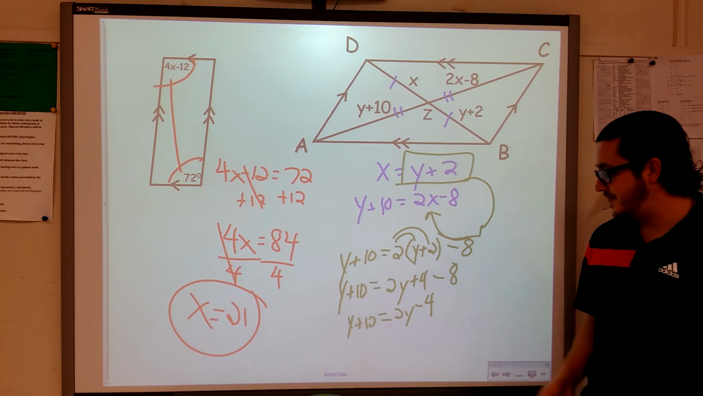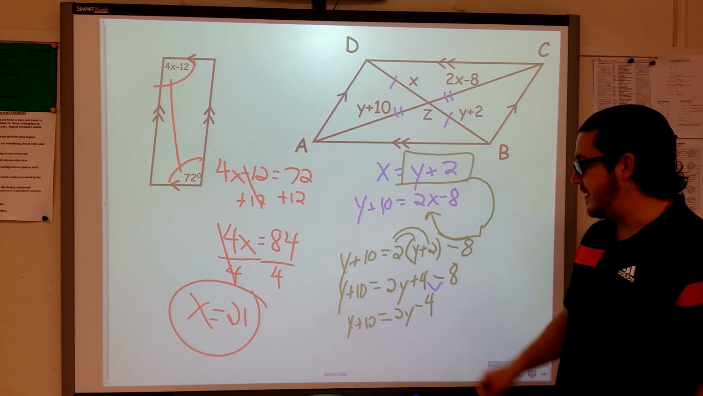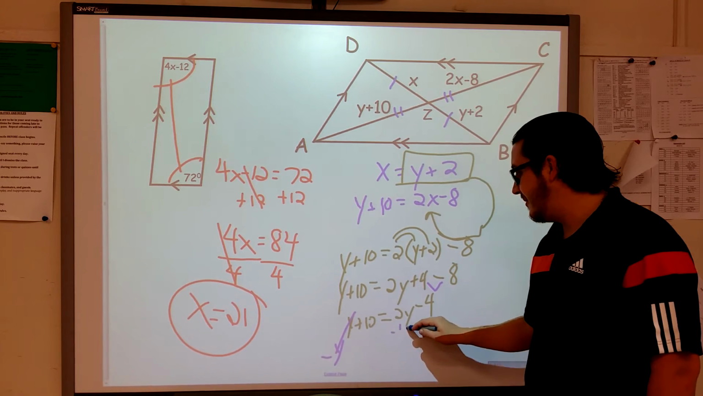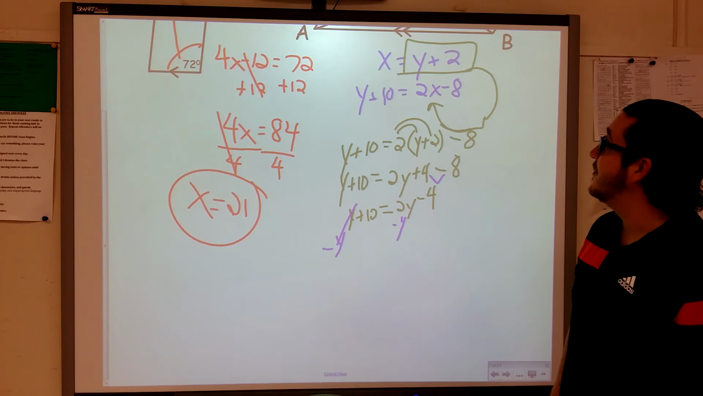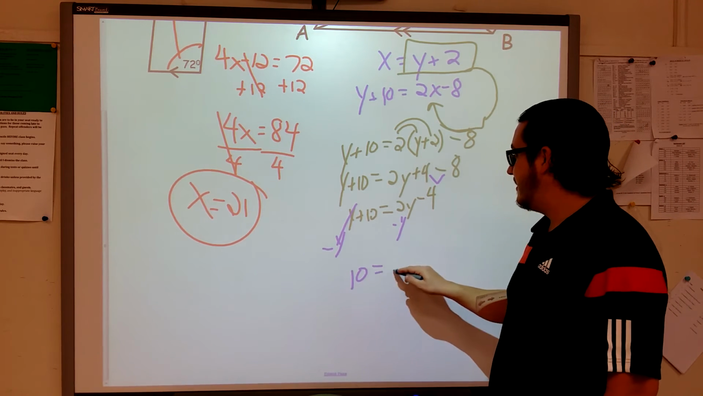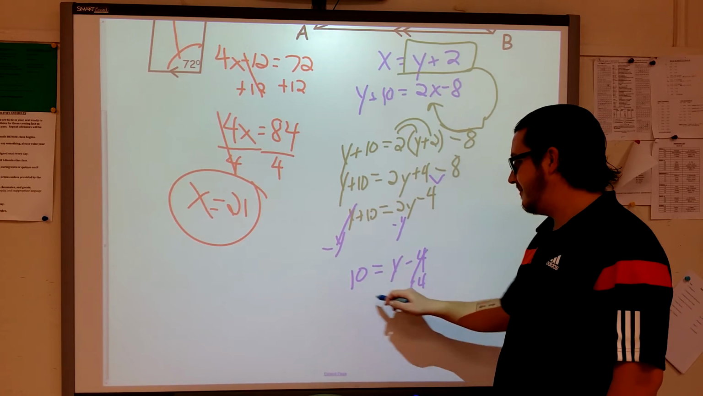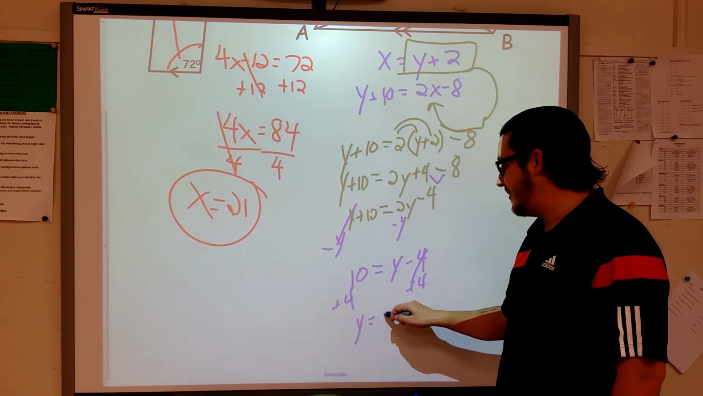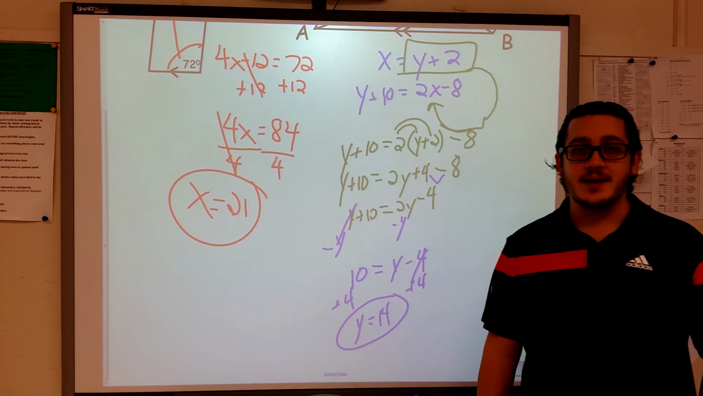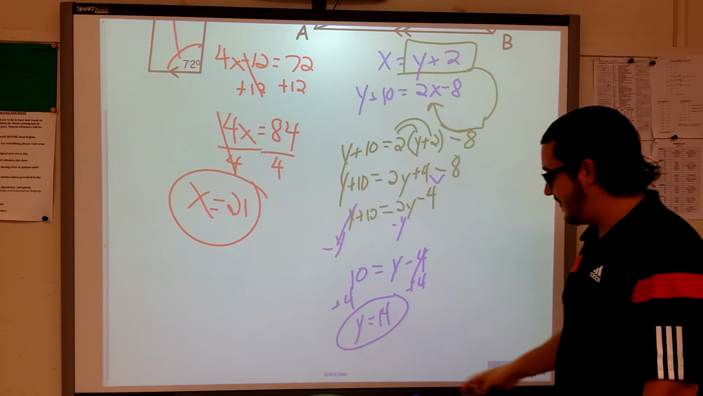Combine our like terms here. So we have y plus 10 equals 2y minus 4. Let's get our y's to one side. I'm going to extend this page, give us a little room. So subtract y from both sides. 10 is equal to y minus 4. Now add 4. Y equals 14. Are we done? Nah, we didn't get x yet. So in our original equation, we said x is equal to y plus 2.